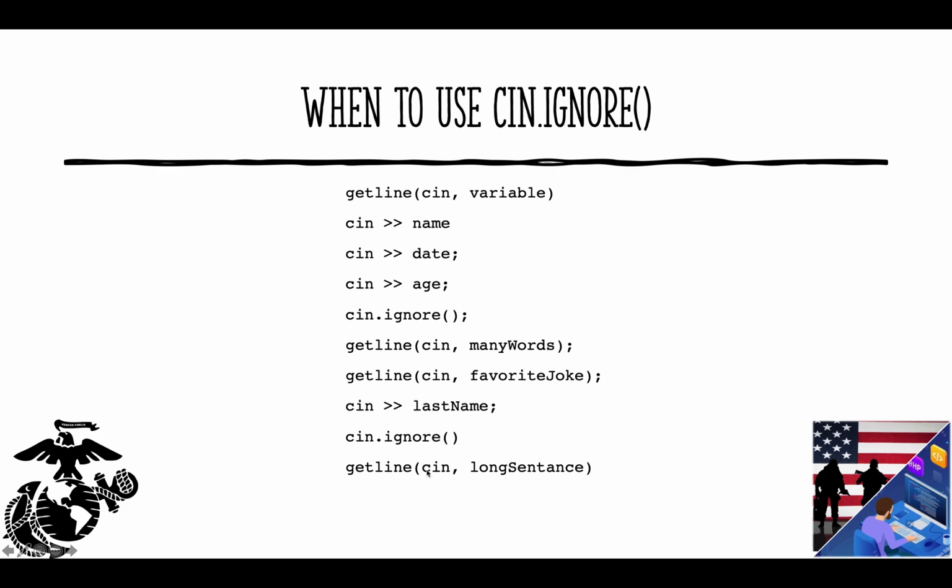So I want to walk through this one more time from the top. If I go from getline to cin, you're okay. If you go from cin to cin, you're okay. If you want to go from cin to getline, you have to include a cin.ignore. And if you go from getline to getline, you're fine. If you go from getline to cin, you're fine.